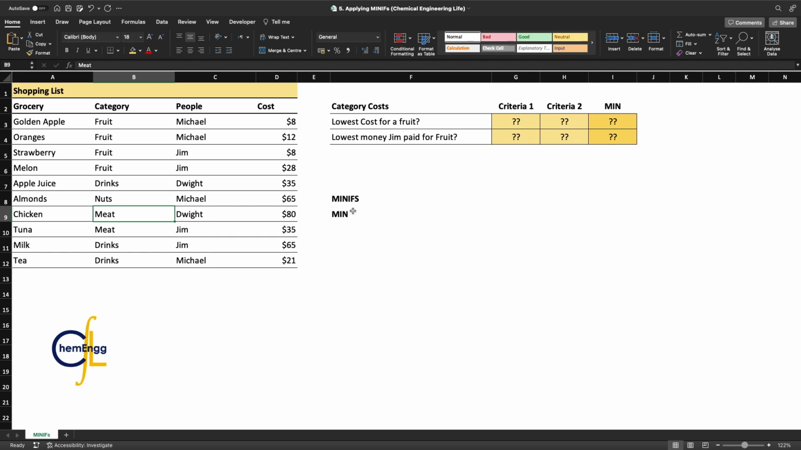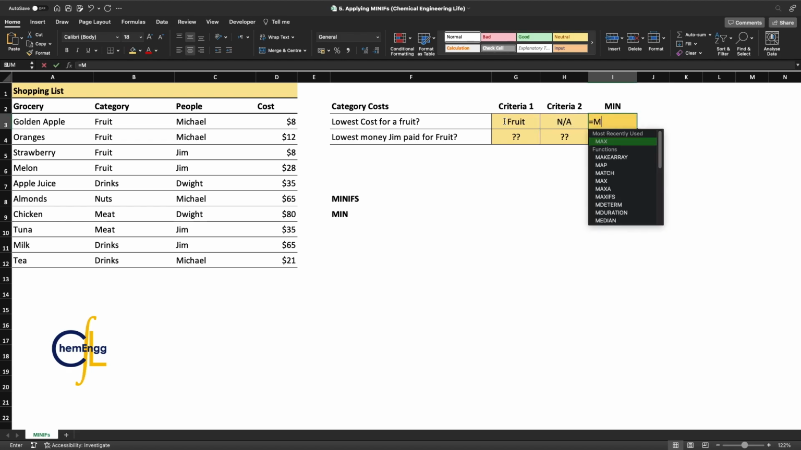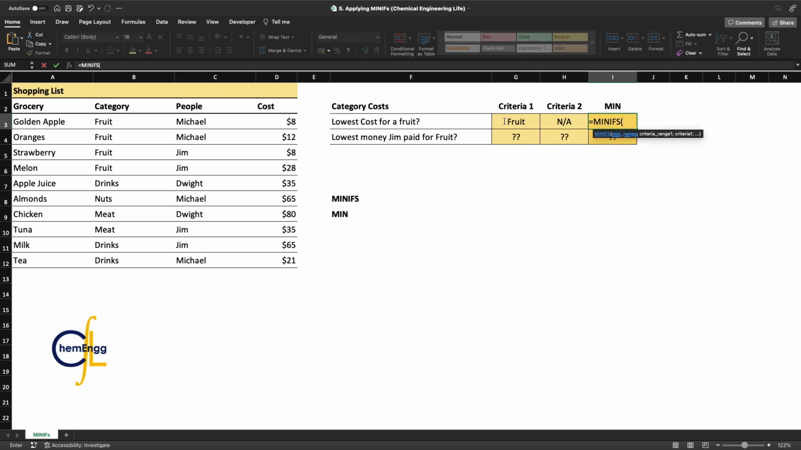The reason there is an IFS in the function is because you are providing a criteria, and that means that Excel will only be looking at your fruits and will only search for the minimum value between these four values, and it will ignore all the rest of the data set. So we only have one criteria, and that is that we want to know the minimum value for a fruit, and that means that there is no second criteria. And then we can write MINIFS. You write your parentheses.